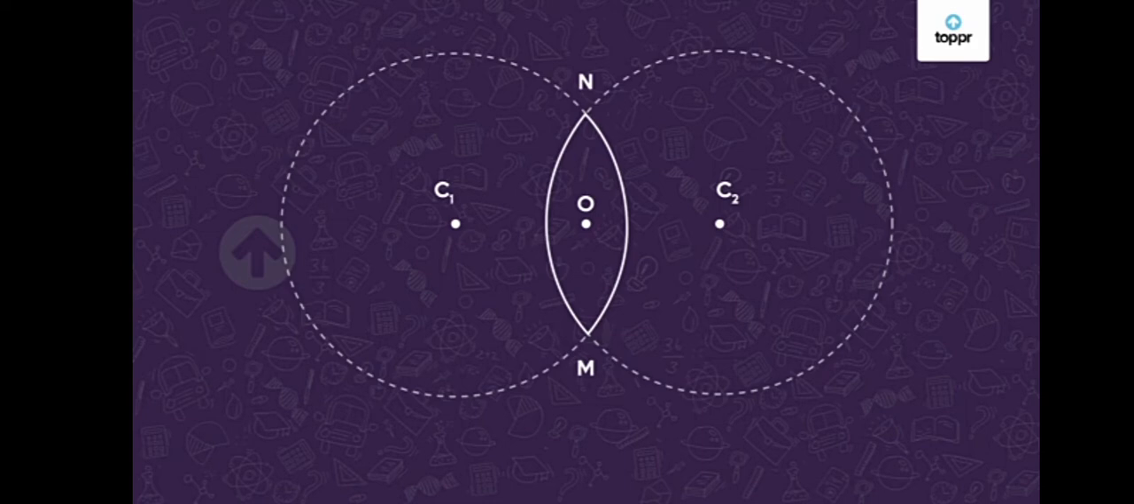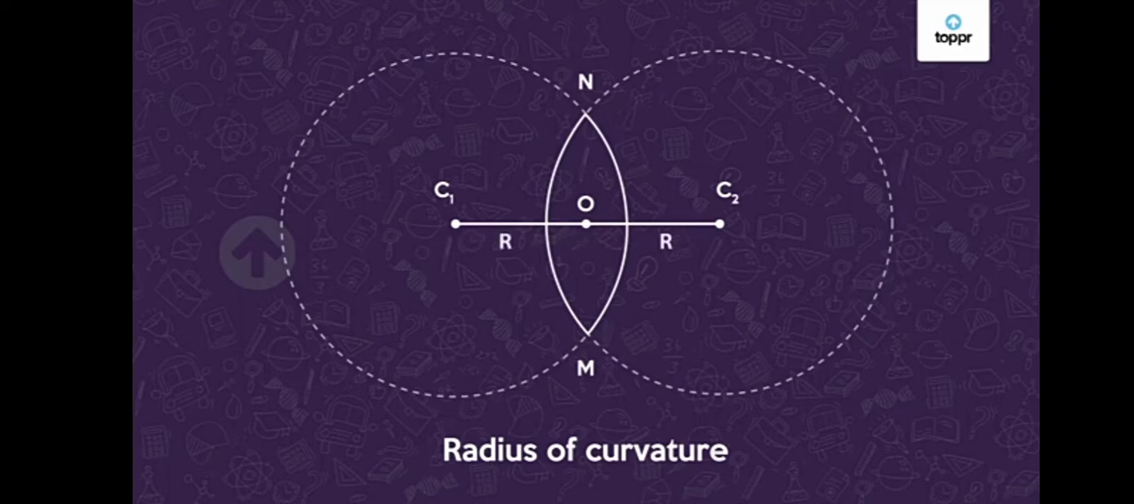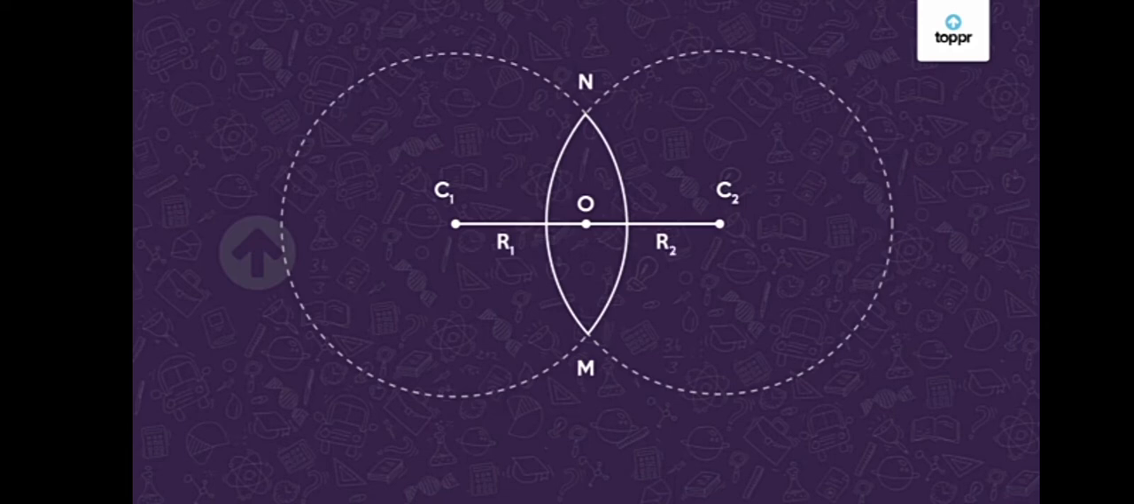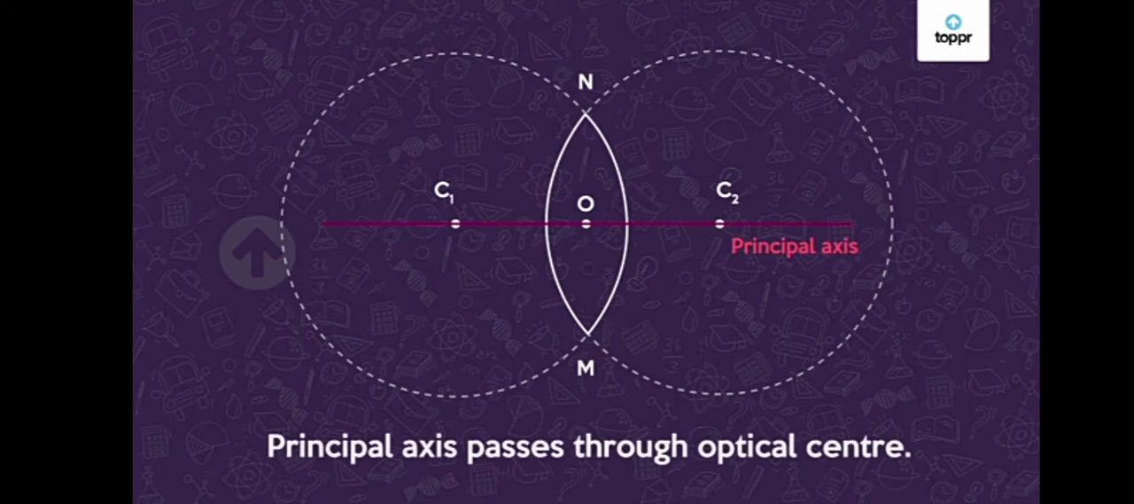And the radius of the sphere of which the given lens is a part is the radius of curvature. It is represented by R. Again, a lens has two radii of curvature, R1 and R2, for two spherical surfaces. Now join C1 and C2 by a line. This line, which joins the centers of curvature of two surfaces, is called the principal axis. And you will see that the principal axis always passes through the optical center.